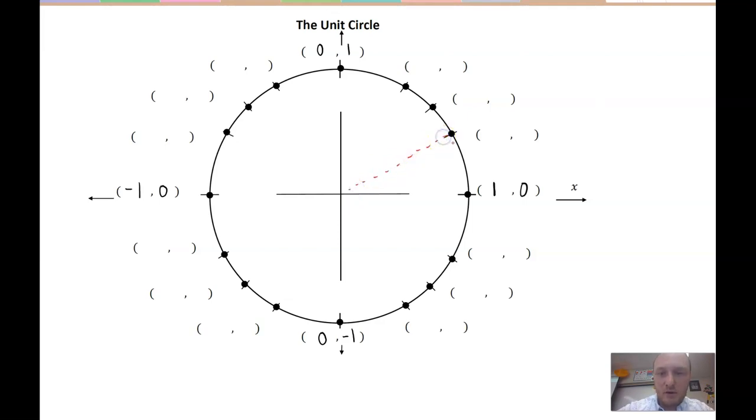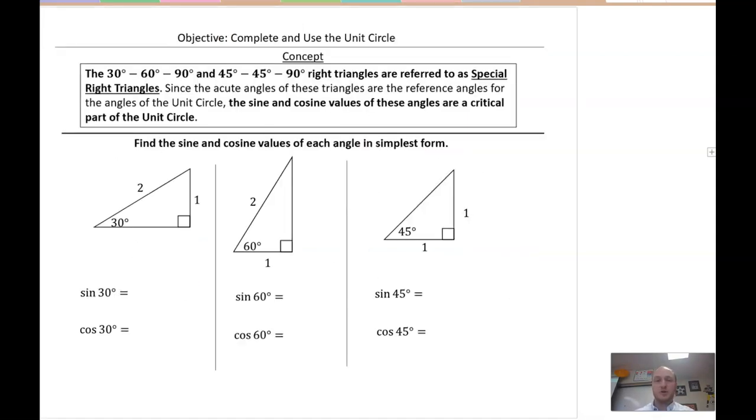Next, let's talk about our pi over 6 angles, or our 30-degree angles. We know that this location is 30 degrees, and if this is a right triangle that is made, then I know that this angle is 60 degrees. Which brings us to our next topic of how these points are generated: special right triangles.